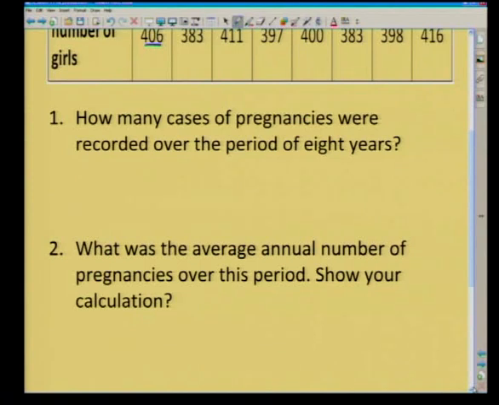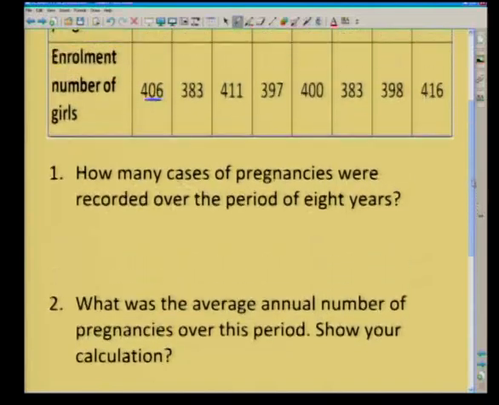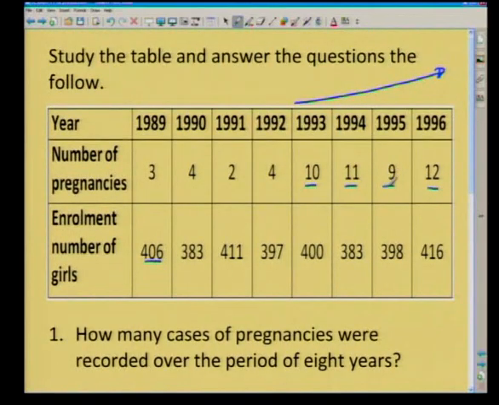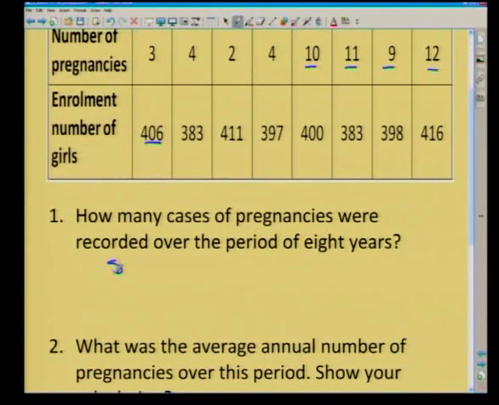What was the average annual number of pregnancies over this period? Show your calculations. If you have to do something like that, for your average annual number of pregnancies, we're going to have to add these properly. So let's do it. That's 20, 30, 32, 42, 46, 47, 48, 49, 50, 51, 52, 53, 54, 55. So we're looking at number of cases, 55 what? Pregnancies. You need to get into the habit of writing what it is you're giving the number for.